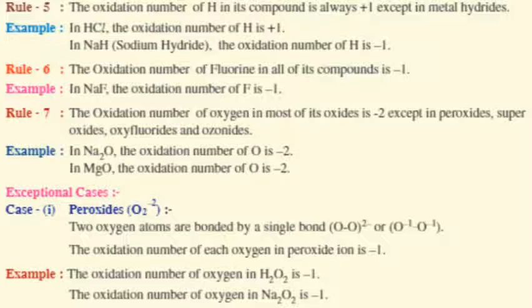The exceptional cases. Case 1. Peroxide, O2 2-. Two oxygen atoms are bonded by a single bond, O-O, with a 2- charge, or O- O-. The oxidation number of each oxygen in the peroxide ion is -1. Example, the oxidation number of oxygen in hydrogen peroxide is -1. The oxidation number of oxygen in sodium peroxide is -1.